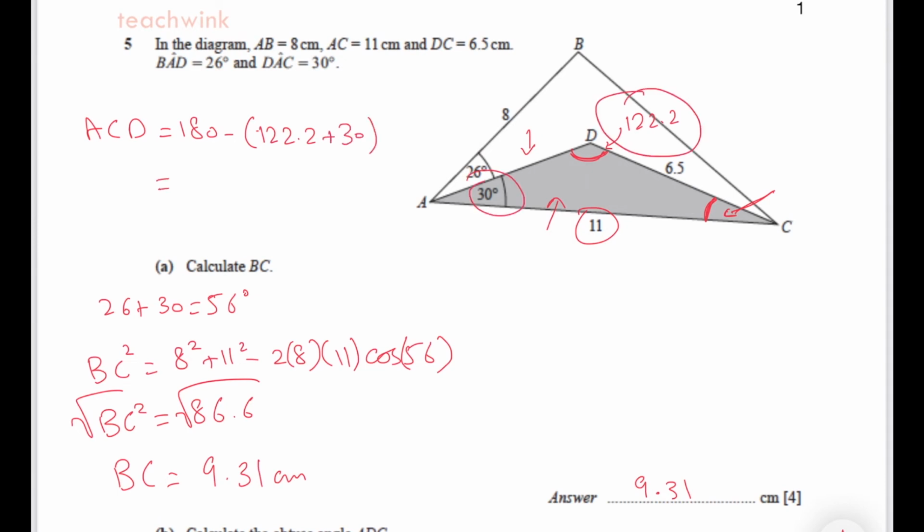So angle ACD, let's see what that comes out. 180 minus the sum of 122.2 plus 30 degrees. The angle comes out to be 27.8 degrees. So this angle is 27.8 degrees. Now we have this angle, we have this length, we have this length. We use the area formula in trigonometry.